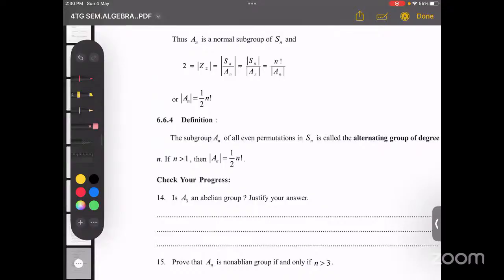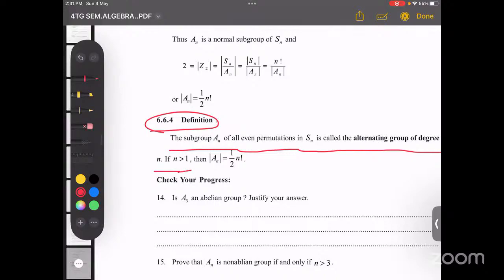And here the definition of the alternating group of degree n is there. 6.6.4: the subgroup An of all even permutations in Sn is called the alternating group of degree n. If n is greater than 1, then the order of An is equal to 1 by 2 n factorial. So this is the definition of the alternating group.